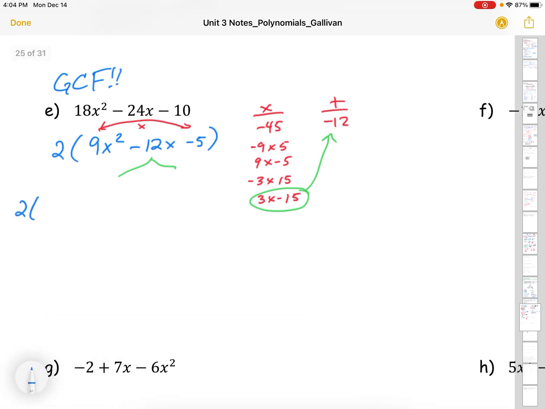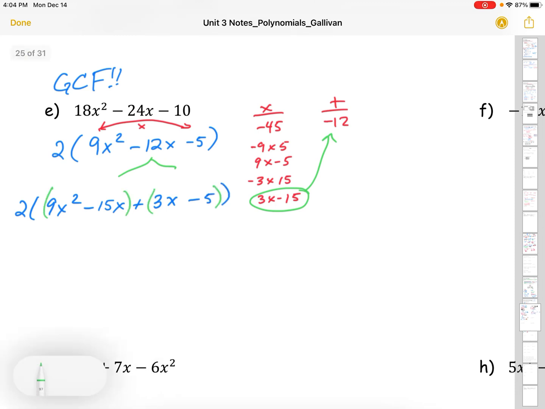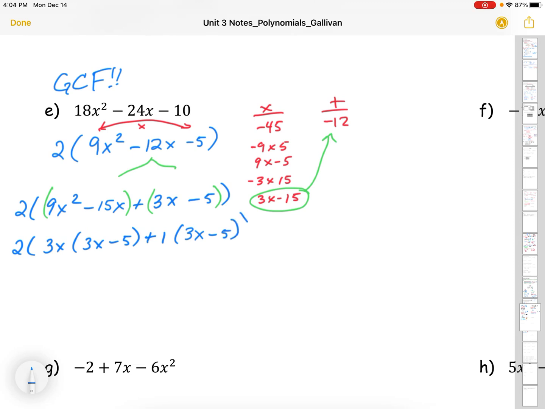So we have to keep all this stuff. 2 is there. We have 9x squared. We're going to put the minus 15 first because we'll make fewer errors, plus 3x minus 5. Now, within these brackets, we're going to factor by grouping. So again, do not lose your GCF. So 9x squared minus 15x, we can divide those both by 3x. So I'll get 3x minus 5. And here, 3x minus 5, well, I've got it already. If I can't divide anything out, I divide out a 1.